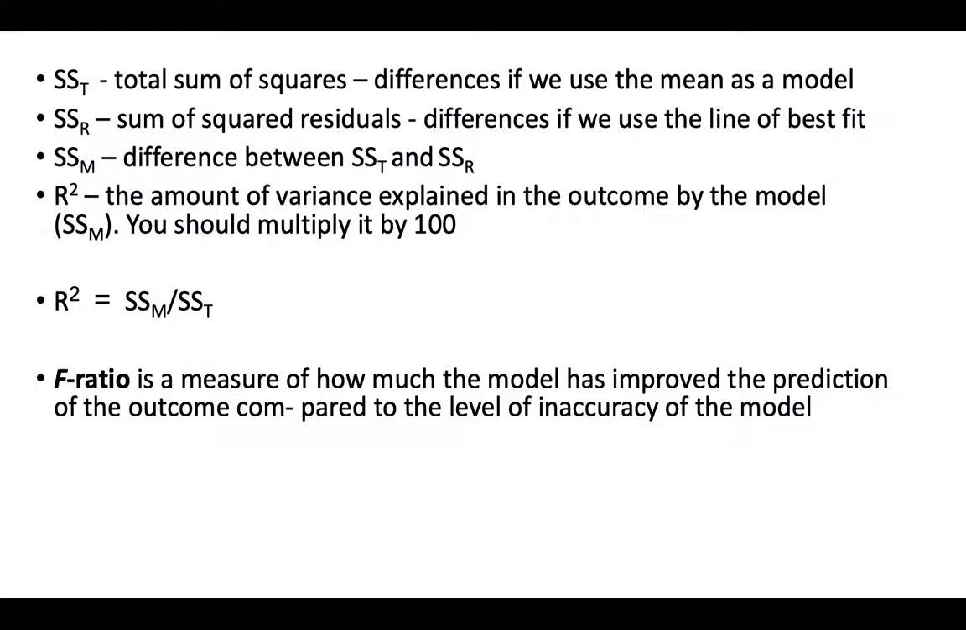The other important indicator of value is the F ratio. The F ratio is a measure of how much the model has improved the prediction of the outcome compared to the level of inaccuracy of the model. So here, again, you have an equation. So the F ratio is the division of these two indicators. We are not going to go into this.